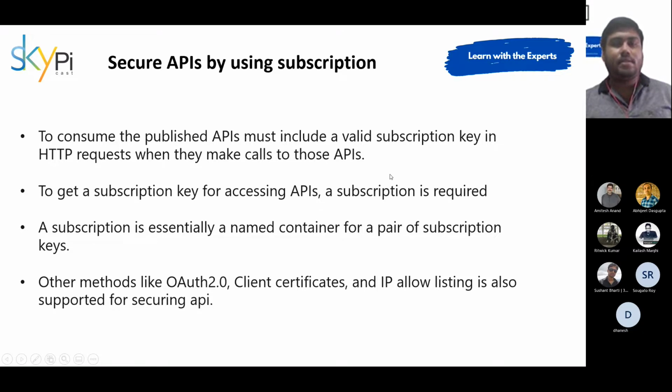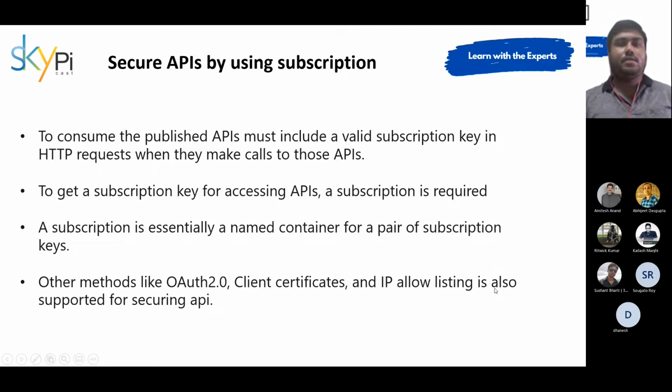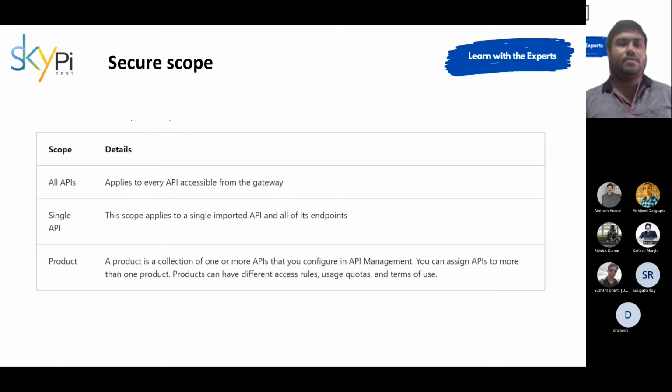We can add another subscription key or anything on top of these. To get a subscription key for accessing APIs, a subscription is required. A subscription is essentially a named container for a pair of subscription keys. We can also use other methods like OAuth 2.0, client certificates, and IP allow listing is also supported. So these are some security features, and we also have scope for those subscriptions.